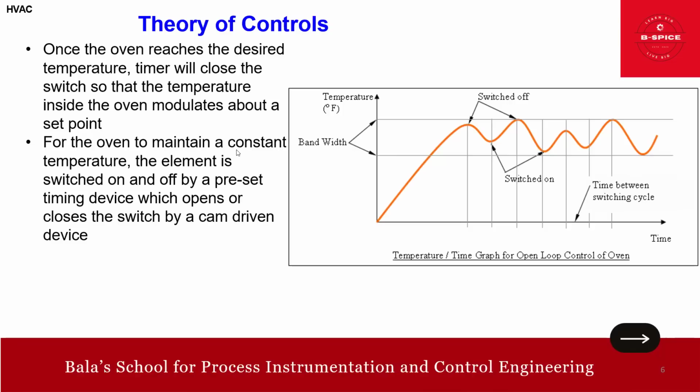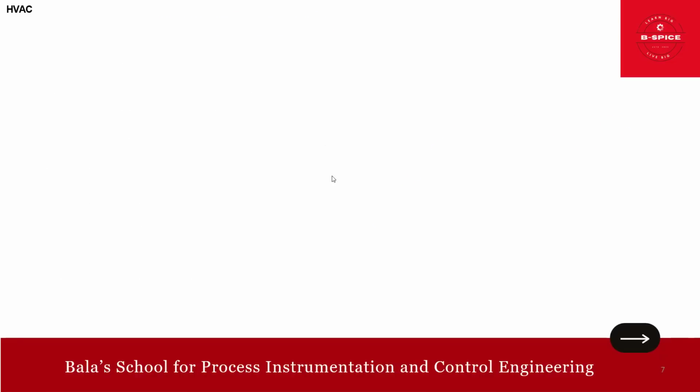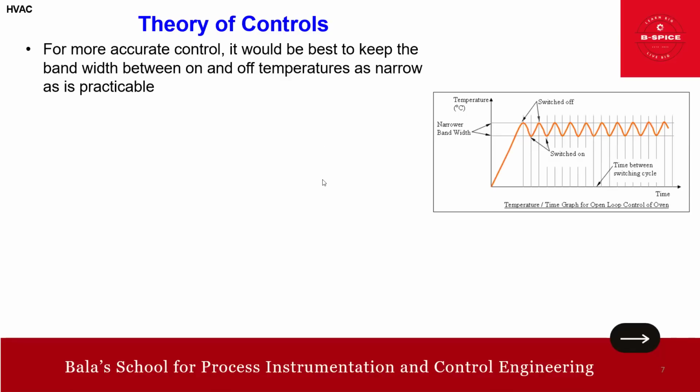For the oven to maintain a constant temperature, the element is switched on and off by a preset timing device which opens or closes the switch by a cam-driven device. So the resultant temperature inside the oven is not really constant, but varies due to a lag in achieving steady state conditions. If you see here, friends, this is your bandwidth. I'm going to explain that with the help of another example. For more control, it would be best to keep the bandwidth between on and off as narrow as possible.